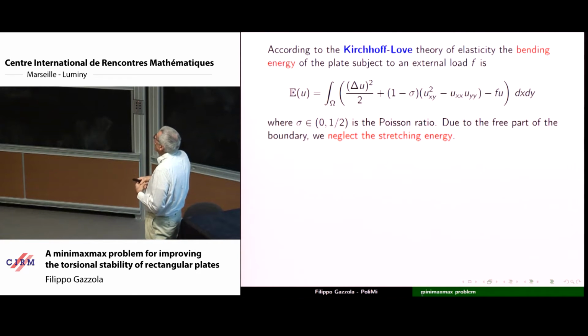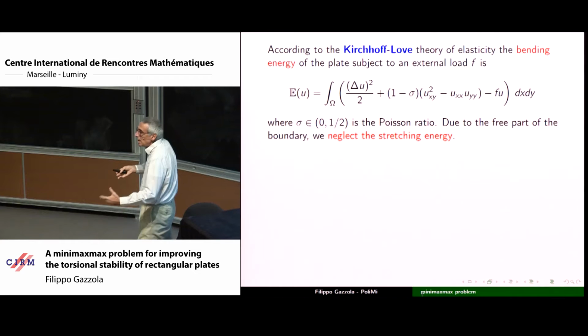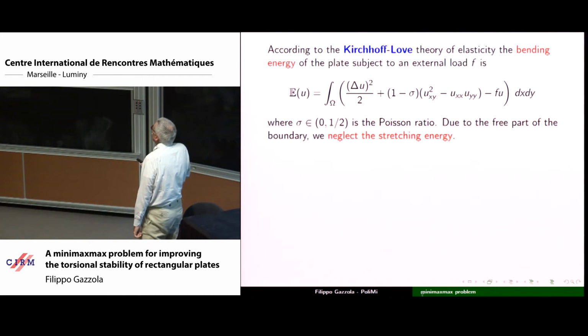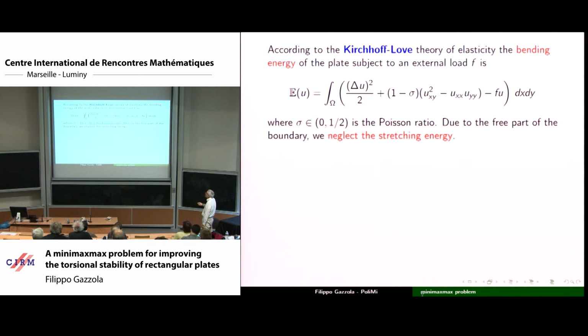Okay, well, this is just a brief survey of what is known. According to the Kirchhoff-Love theory of elasticity, this is how you compute the energy of a bridge, and you see there is a quadratic part which consists in the bending energy and involves second-order derivatives, minus, of course, a linear part, which is the force which acts on the plate. Sigma that you see here is the Poisson ratio, and of course, if you are in suitable spaces, this part here disappears because you integrate by parts, and this is equal to 0.